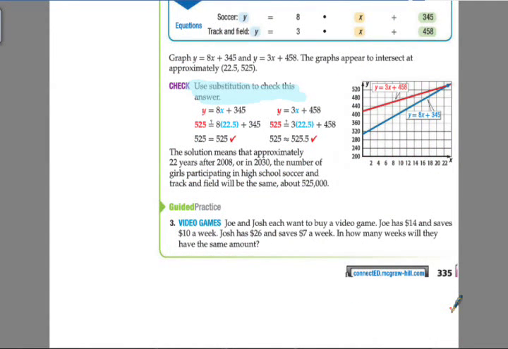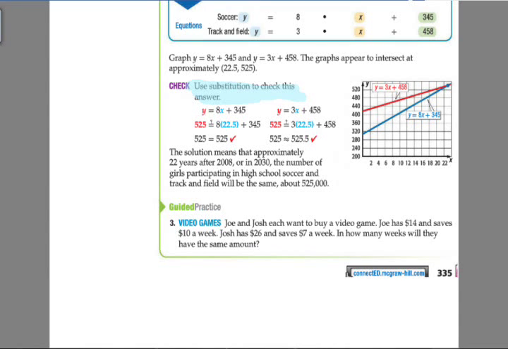Go ahead and take a look at this video games problem with Joe and Josh. Joe has $14 and saves 10 a week. Josh has 26 and saves 7 a week. How many weeks will they have the same amount of money? Okay, go ahead and come up with a solution to that. Go ahead and pause the video and come up with an answer to that.